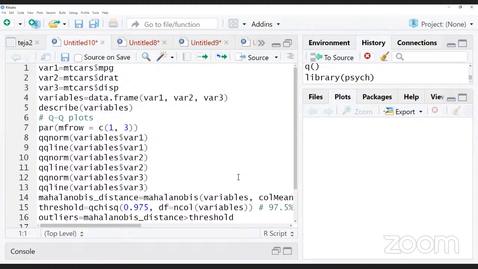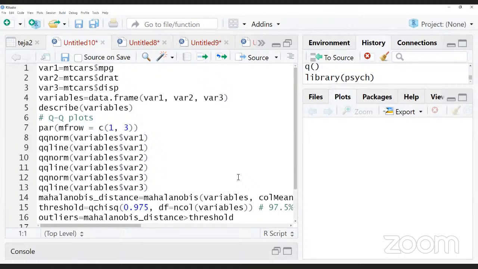So initially it is var1, that is the vector. This vector is mtcars$mpg. var2 is mtcars$drat, var3 is mtcars$disp. So three variables are there. So this is the multivariate. Then I have created the variables vector equal to data.frame, and this frame includes var1, var2, var3. So three variables are in the data frame. This is clear to all of you?